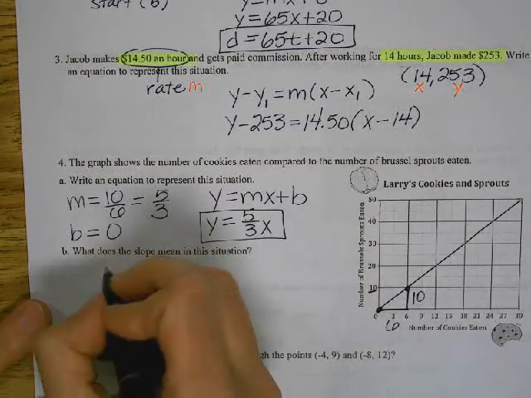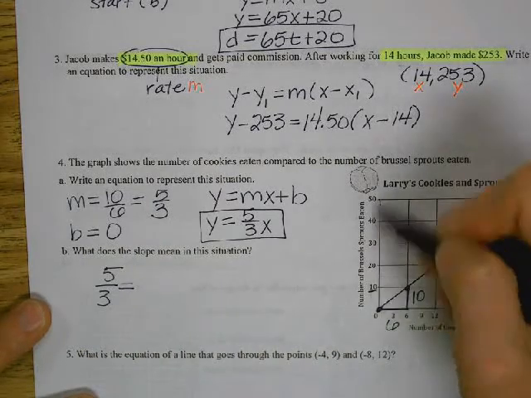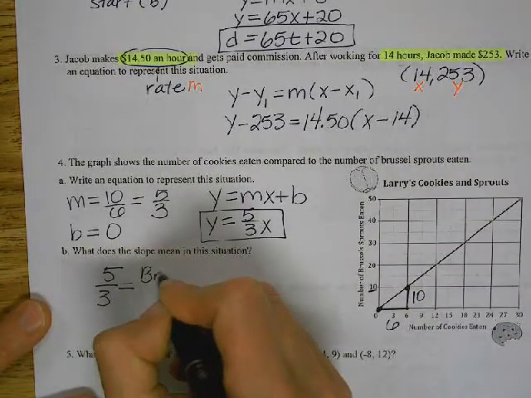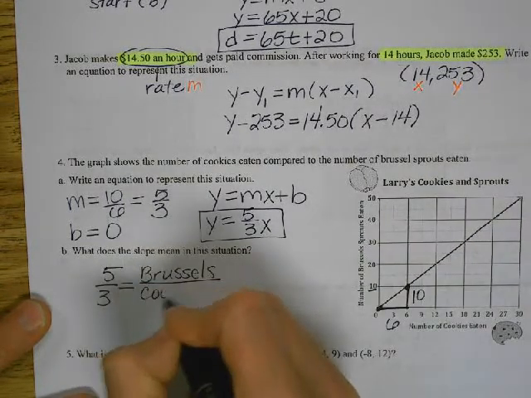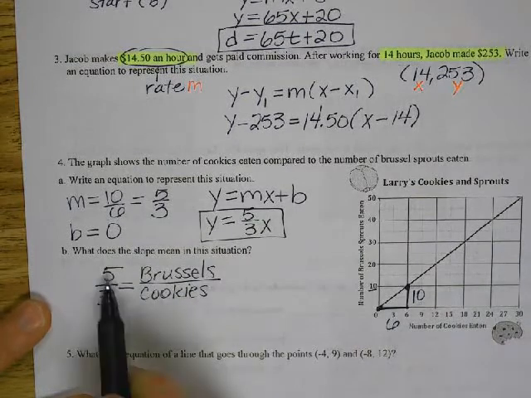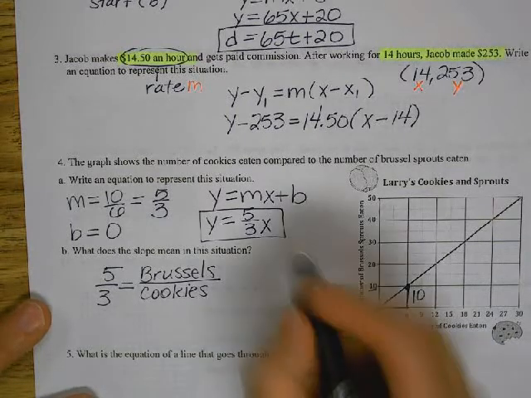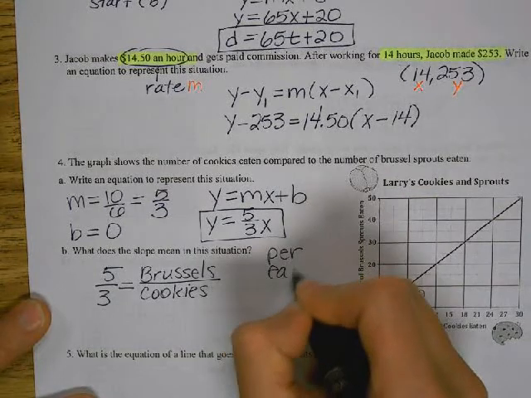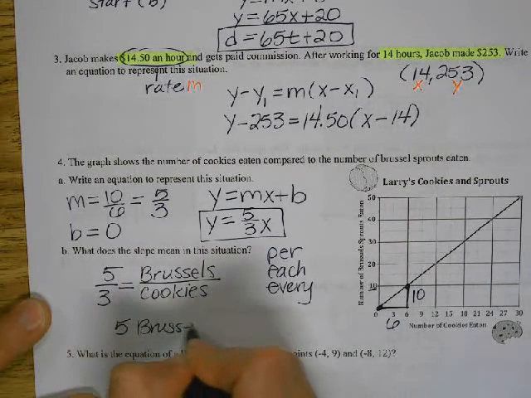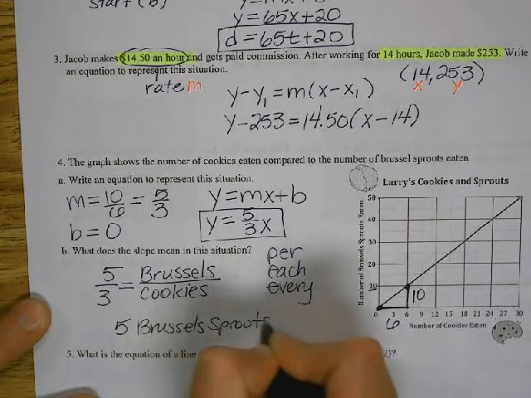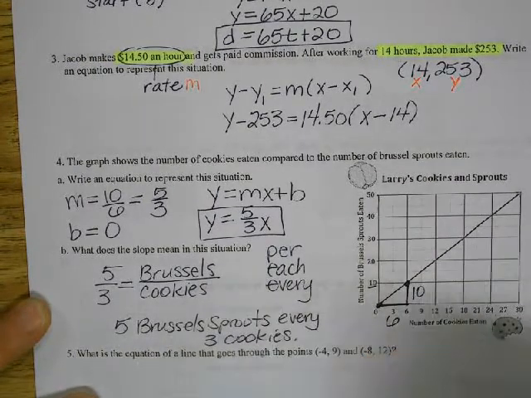It says, what does the slope mean in this situation? So I have 5 over 3. Well, the 5 is my y. So what's on the y side? Brussels sprouts. And what's on the x side? Cookies. So I say 5 Brussels sprouts for every 3 cookies. Because remember, with slope, we need to use the words per, each, and every. So it's 5 Brussels sprouts for every 3 cookies. Okay.